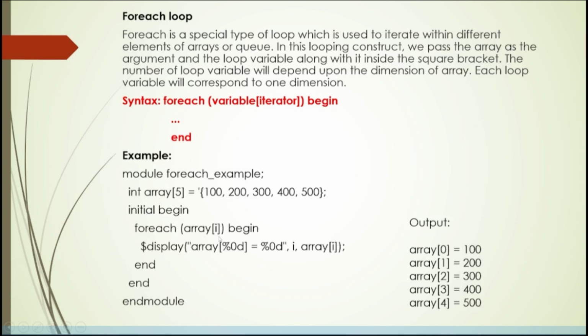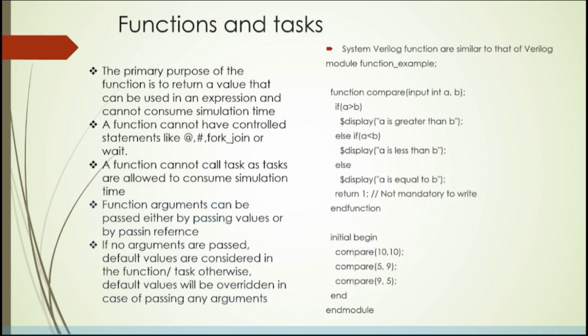But remember that the foreach loop is only introduced for arrays and queues. So you can use the foreach loop only for arrays and queues, right? So when you write foreach array of i, all the elements within the array will be iterated by themselves without writing any other condition, right? So this is about the foreach loop.